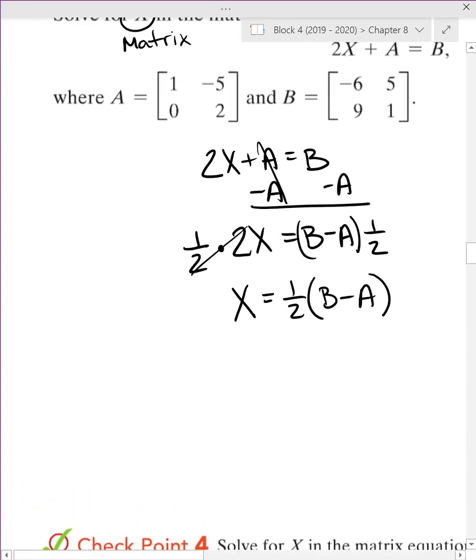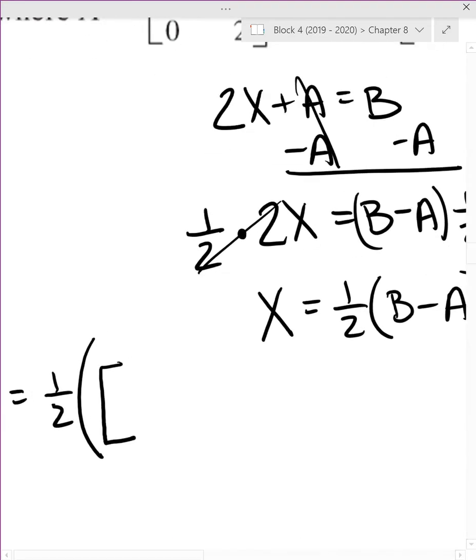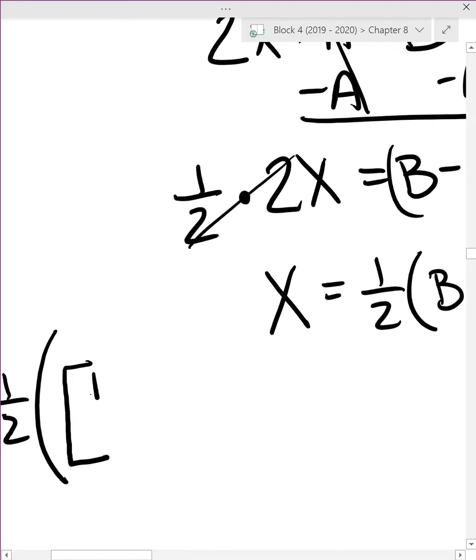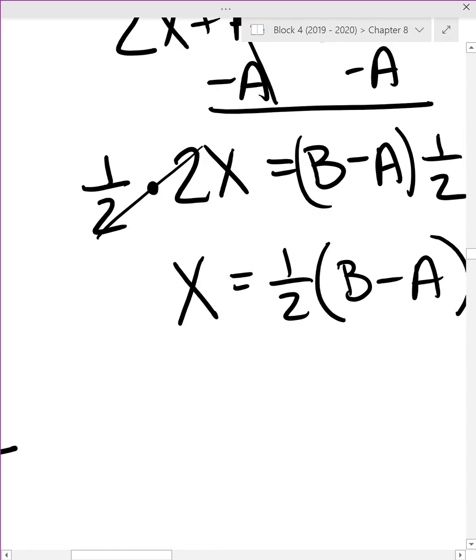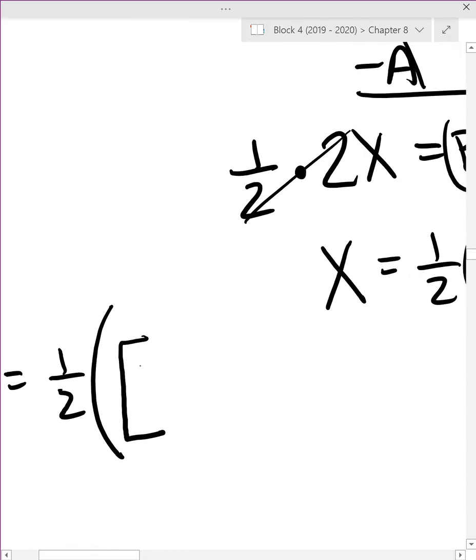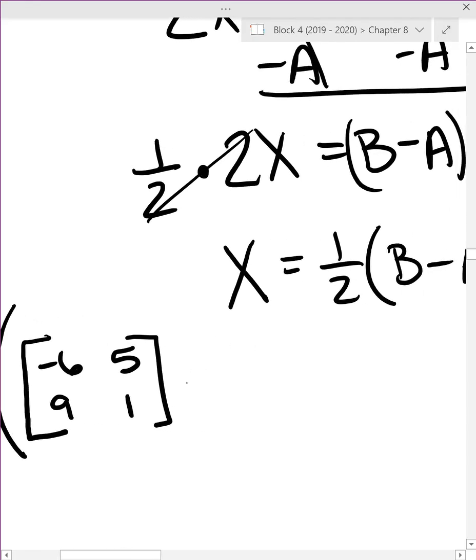Now what I want you to do is actually plug in your matrices. So it's going to be 1/2 times matrix B minus A. Matrix B is negative 6, 5, 9, 1. Order does matter. Minus matrix A, which is 1, negative 5, 0, 2.